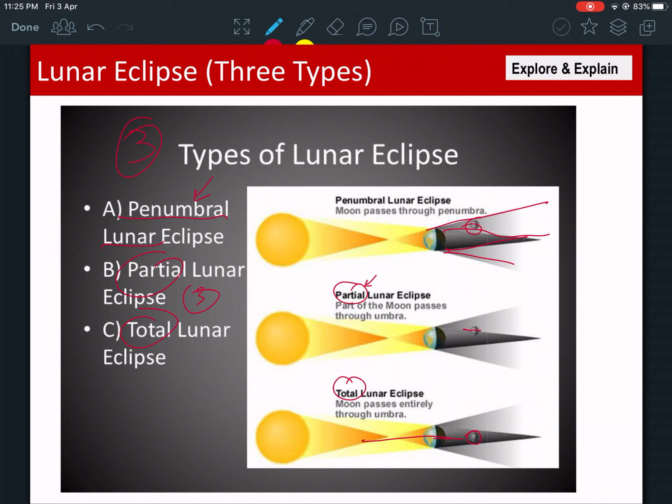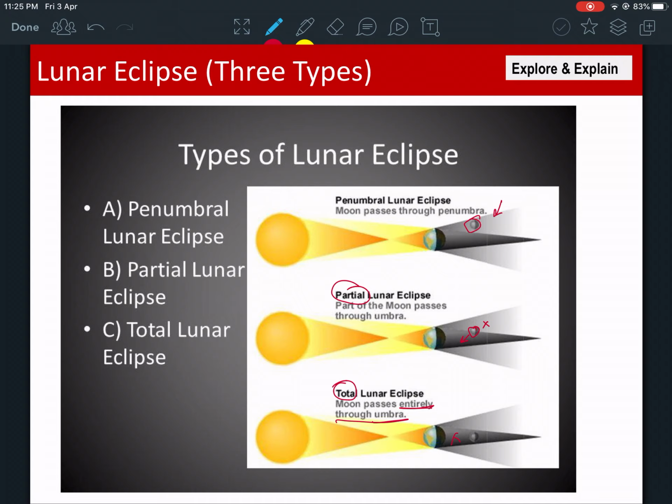Partial is when it's part in umbra, part in penumbra. Let me make this less confusing. I know it's confusing for you. This part here in the middle is called umbra. These 2 parts outside are called penumbra. So when the moon is inside the umbra, you have total eclipse. The moon passes entirely through umbra. When the moon passes half through umbra and half through penumbra, it's called partial. When the moon is outside over here, it's called penumbral.